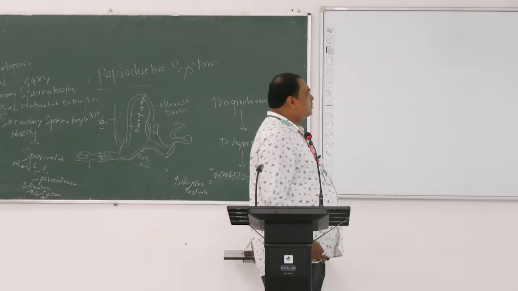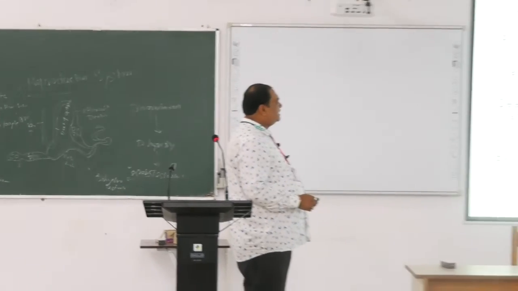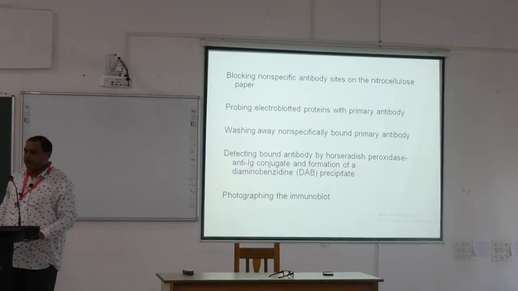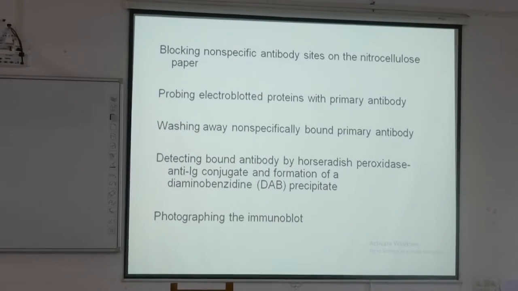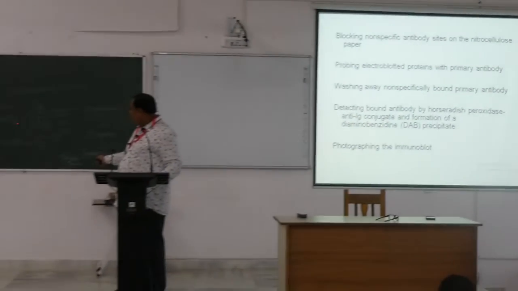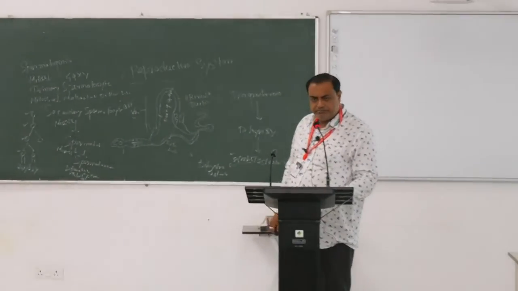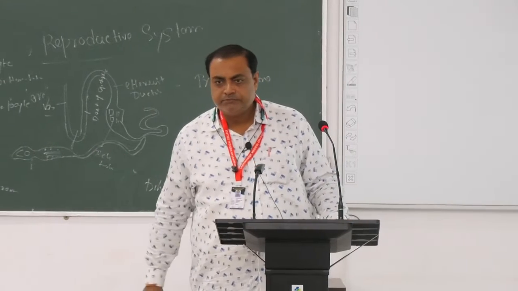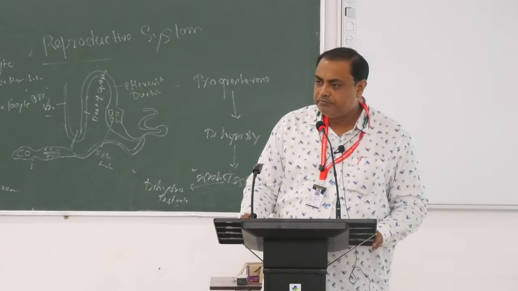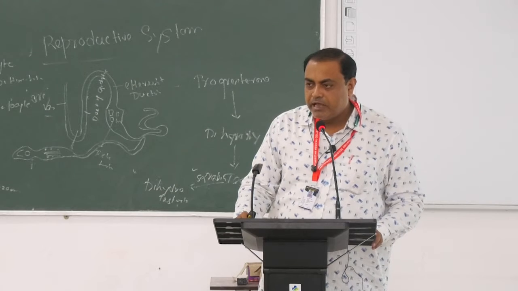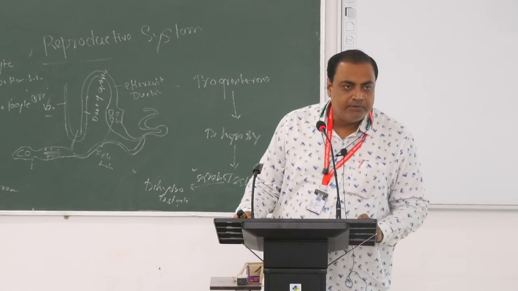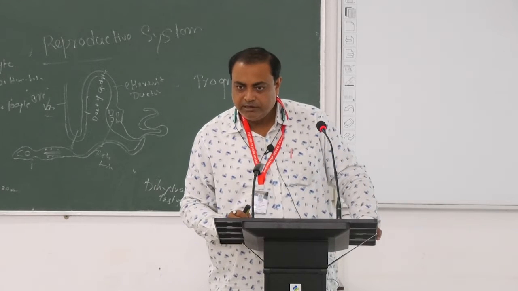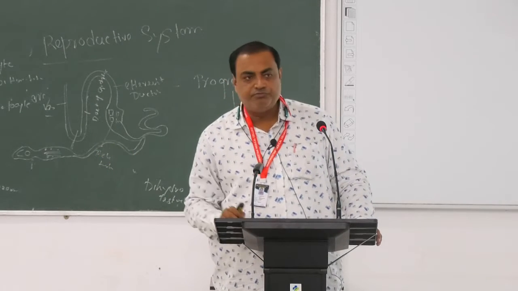Now, blocking non-specific antibody sites on the nitrocellulose paper. What is this? The nitrocellulose membrane is like a sheet like this. Only a small portion will be occupied by the protein of our interest. The rest of the portion will be like empty chairs. What might happen if you open the door? Anyone can come and sit, and we might misrecognize them as our students. So these seats should be blocked.